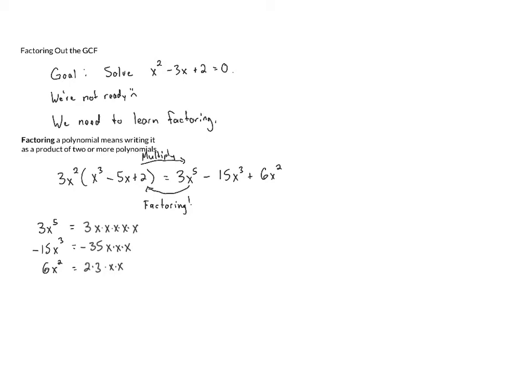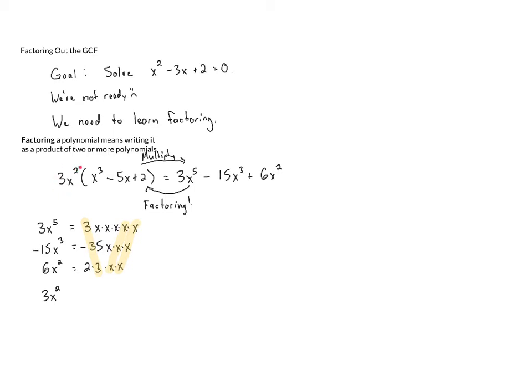And what I want to ask you is, what do all three of these have in common? Well, if you look, all of them have a factor of 3 in common, and all of them have at least 2 factors of x in common. So if we're talking about what they have in common, they've got a 3, an x, and an x in common, and 3 times x times x is 3x squared, which is exactly what we find out front.